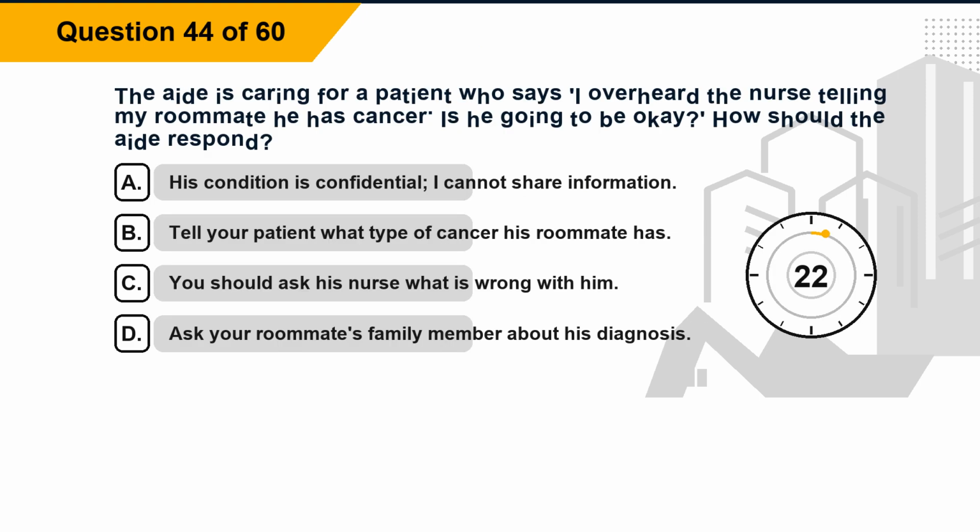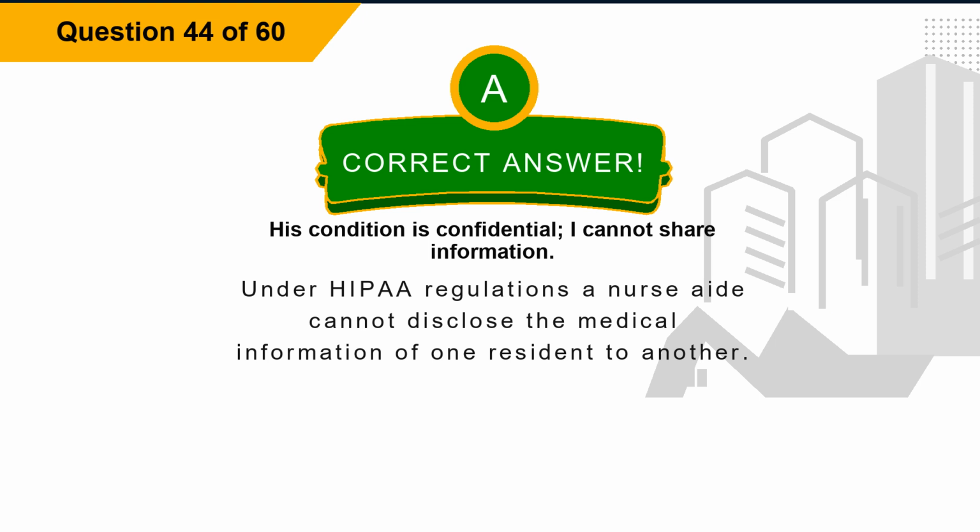Question 44. The aide is caring for a patient who says, I overheard the nurse telling my roommate he has cancer. Is he going to be okay? How should the aide respond? Option A, his condition is confidential, I cannot share information. Option B, tell your patient what type of cancer his roommate has. Option C, you should ask his nurse what is wrong with him. Option D, ask your roommate's family member about his diagnosis. The correct answer is option A, his condition is confidential, I cannot share information. Explanation. Under HIPAA regulations, a nurse aide cannot disclose the medical information of one resident to another.